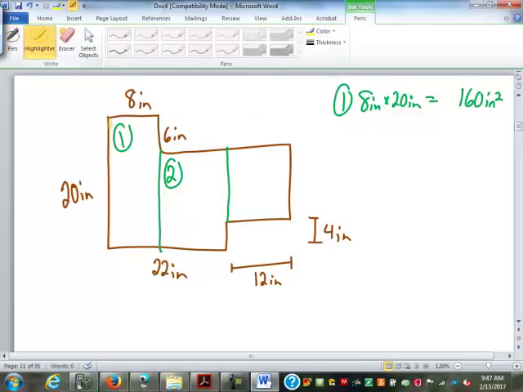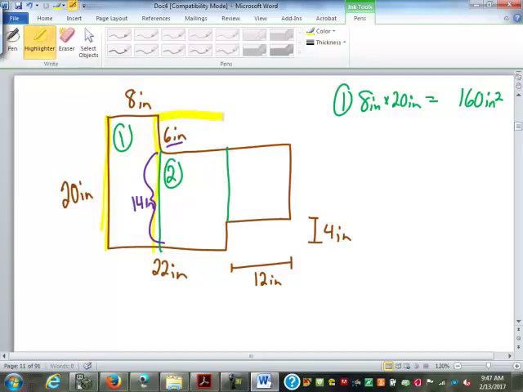But we know that the opposite sides of a rectangle have to be the same. So if that's 20, this has to be 20. So if that whole thing is 20, this piece has to be 14. 20 minus 6. The same going this way.